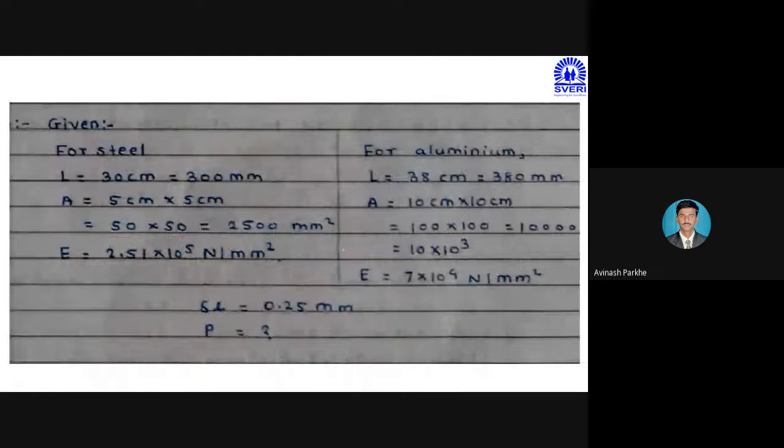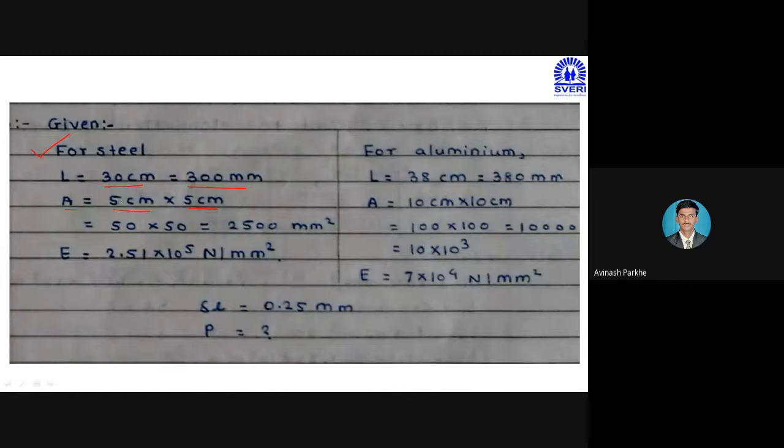So if I write the given parameters, whatever the next slide in front of you represents, first of all, I will write the given parameters for the steel material, because the two materials are given separately. So the length of the steel is given as 30 centimeter, but we have to convert it to mm. So 30 into 10 is equal to 300 mm is the length of steel. Then the cross sectional area is given as 5 centimeter by 5 centimeter, but we have to calculate the area in mm. So first of all, I will convert 5 centimeter into 5 centimeter to mm.